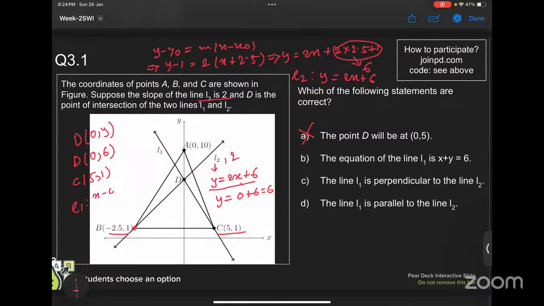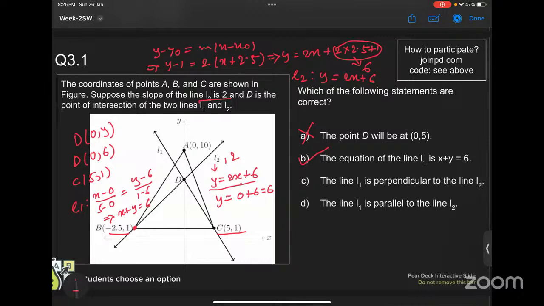(5, 6), (0, 6). Six. This one, right? So this is nothing but x plus y equals 6. Right? That means this is the correct answer. The equation of the line L1 is x plus y equals 6, right?